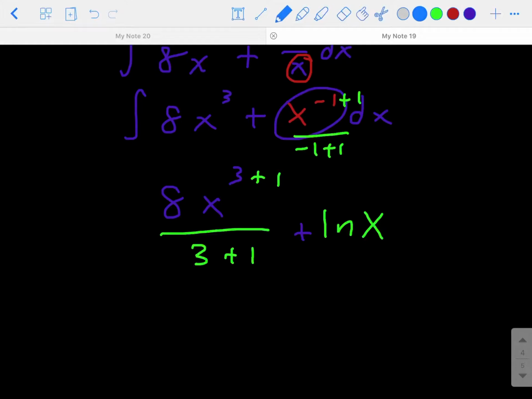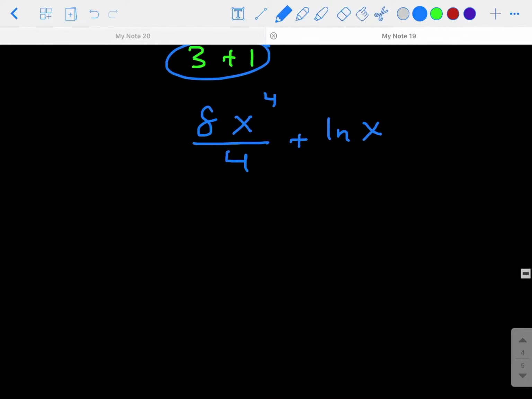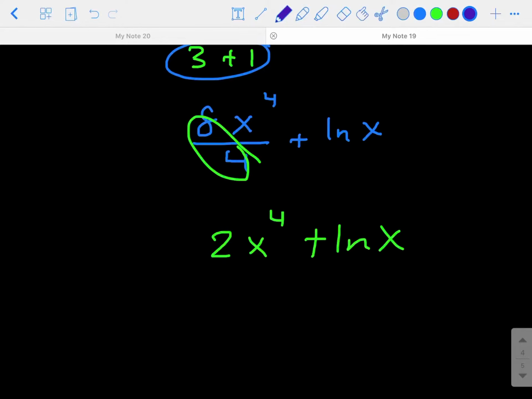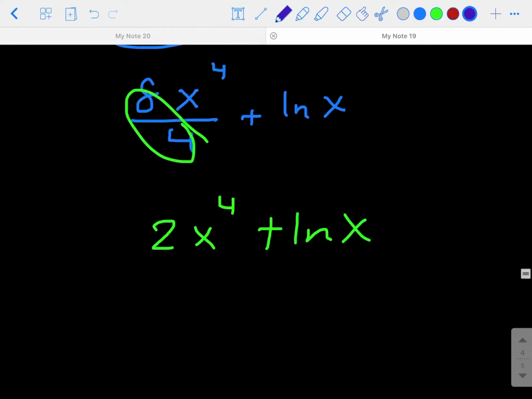I'll simplify this a little bit further out. We have 3 plus 1, 3 plus 1, 8x^4 over 4 plus natural log of x. And I can further simplify this. This becomes 2x^4 plus ln of x. Since we're talking about indefinite integrals, which have no bounds to the integration process, I have to incorporate that plus c always.